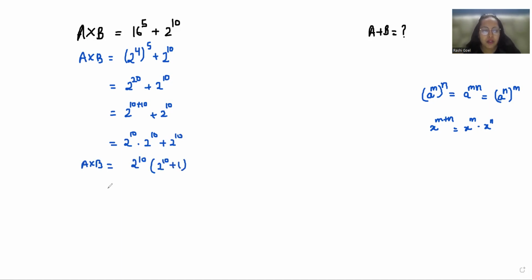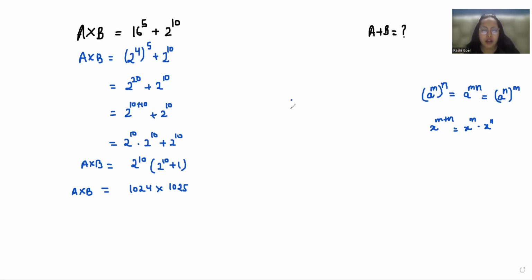We know that the value of 2 power 10 is 1024. So it becomes 1024 plus 1, that is 1025. So a times b, if we compare, we can say that a is 1024 and b is 1025, or b is 1024 and a is 1025.